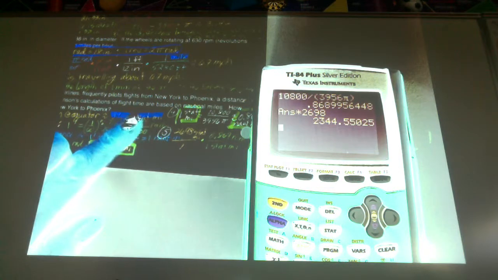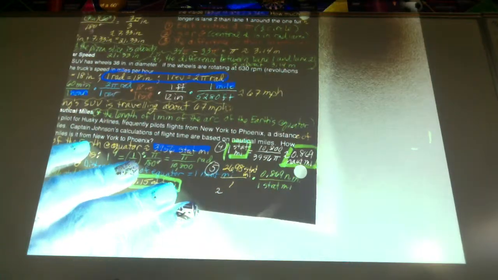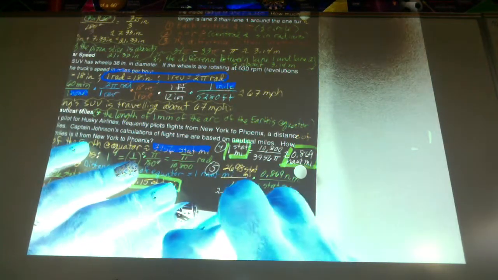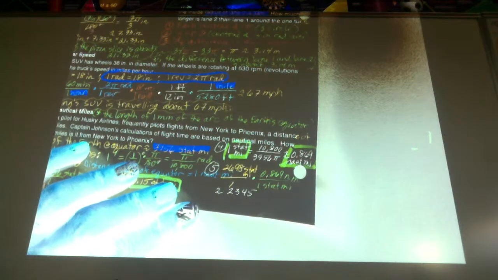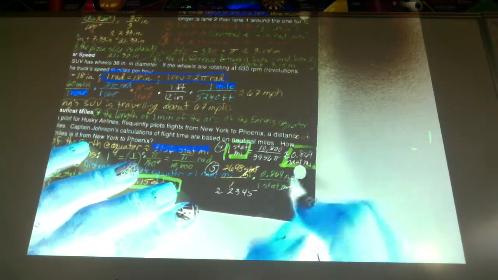Now, because everything was given to me in whole units, what's the nearest whole unit here? How many miles? 2345. So that means, therefore, we are approximately equal to 2345. What did I convert to? Nautical miles.